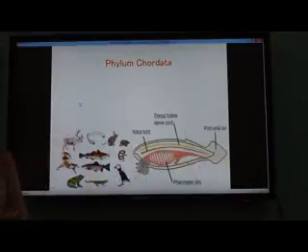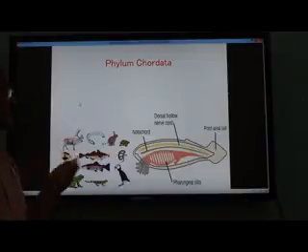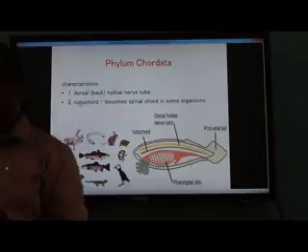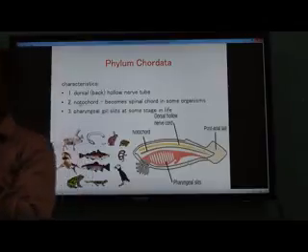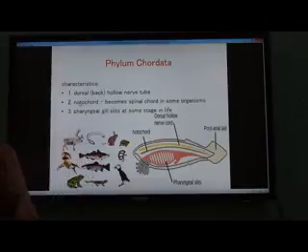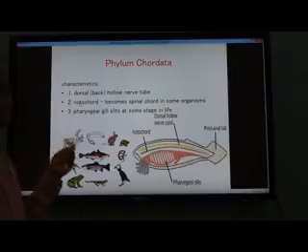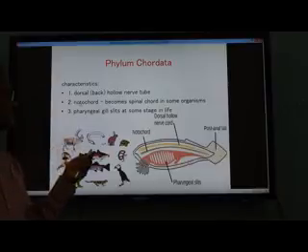Next, if you go for the higher organisms, that is the chordates. Chordates have several characteristic features. Number one, they have a dorsal hollow nerve tube, and they have a notochord. These are the main characteristic features. It later becomes a spinal cord in the higher chordates. Then pharyngeal gill slits at some stage in life.